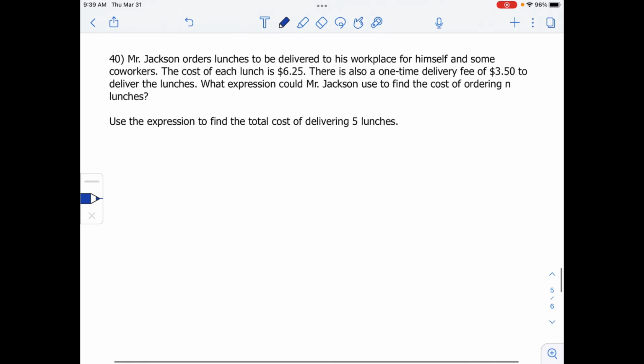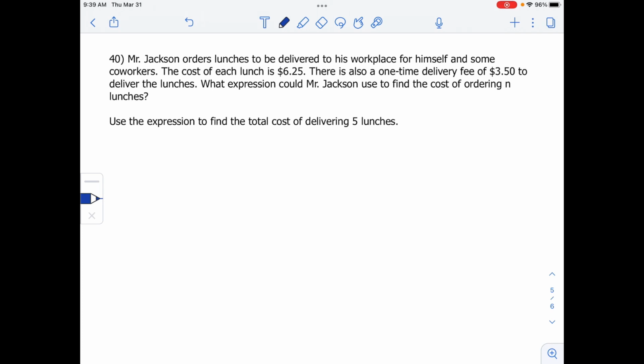All right, number 40. Mr. Jackson orders lunches to be delivered to his workplace for himself and some coworkers. The cost of each lunch is $6.25. There's also a one-time delivery fee of $3.50 to deliver the lunches. What expression could Mr. Jackson use to find the cost of ordering n lunches?